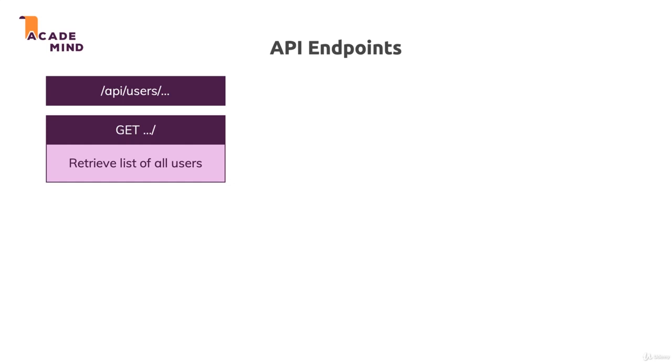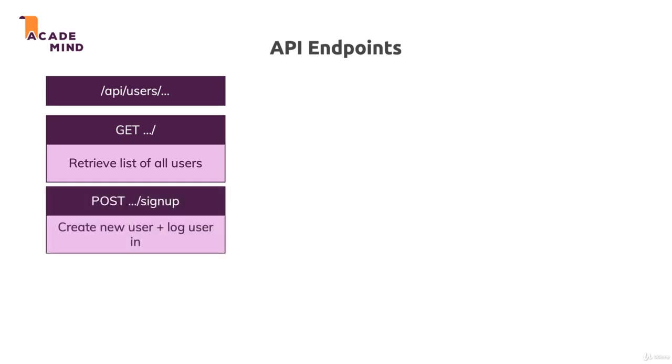If we send a post request to /API/users/signup, then I expect to have data attached which allows us to create a new user, and then after this creation succeeded, also automatically log the user in. And you will learn what logging users in means in the context of a Mern app in the authentication module.